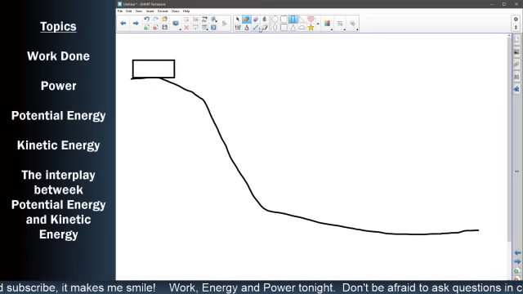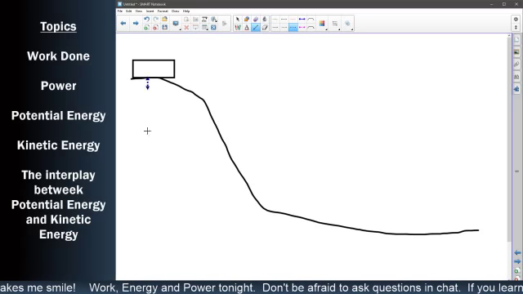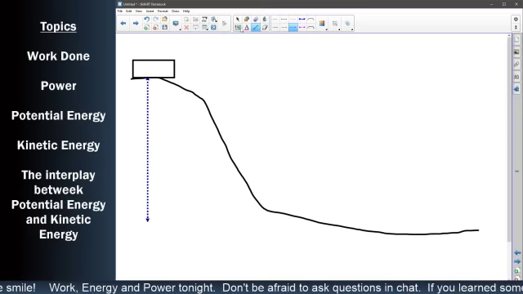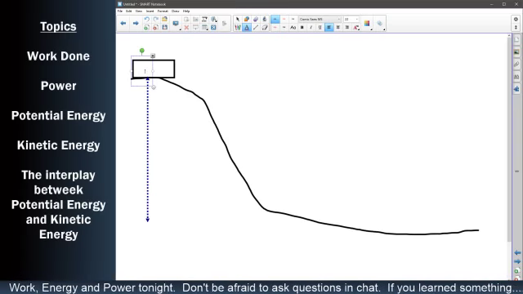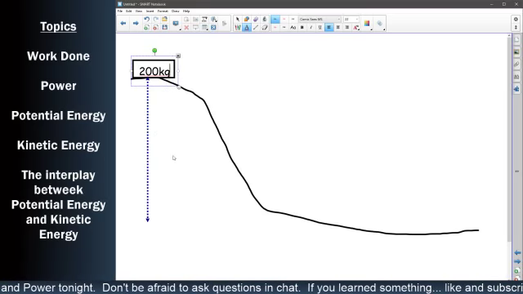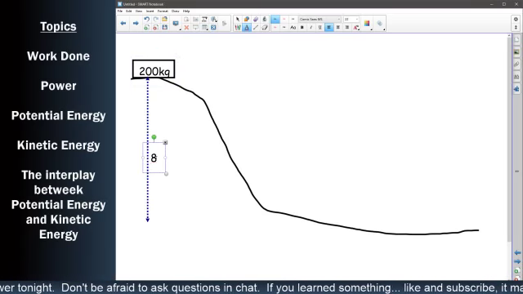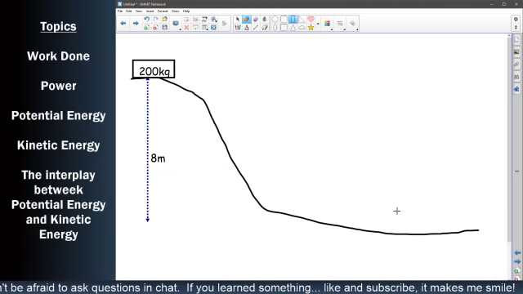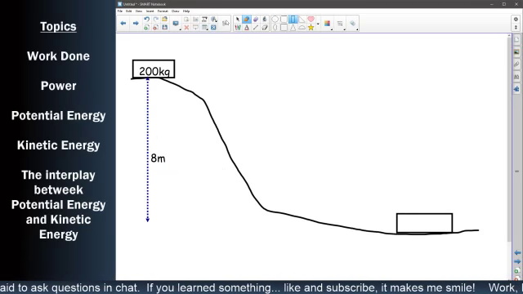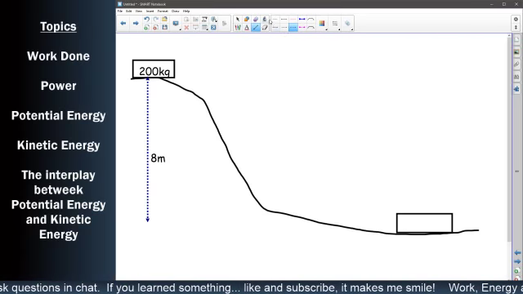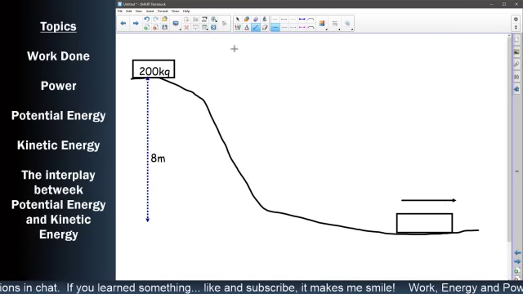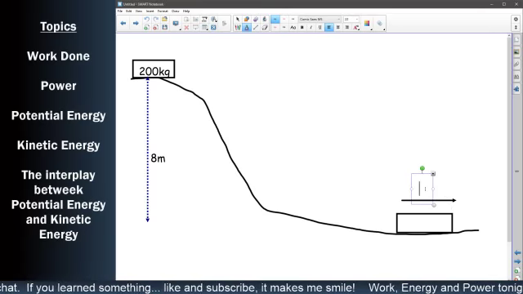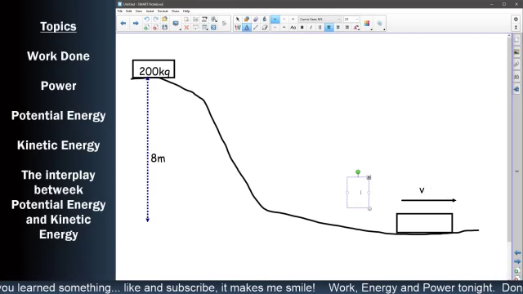Right, so let's pop ourselves a little object at the top of this hill. Let's tell you how high the hill is. Let's tell you how heavy the object is. Let's give it a mass of, let's make it not small, 200 kilograms. And it's going to be a height of 8 meters above the ground, and it's going to come flying off the end here with some form of speed equal to V. Okay. And we want to find out what V is.